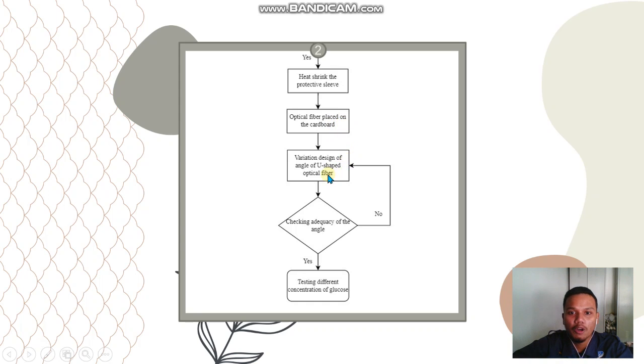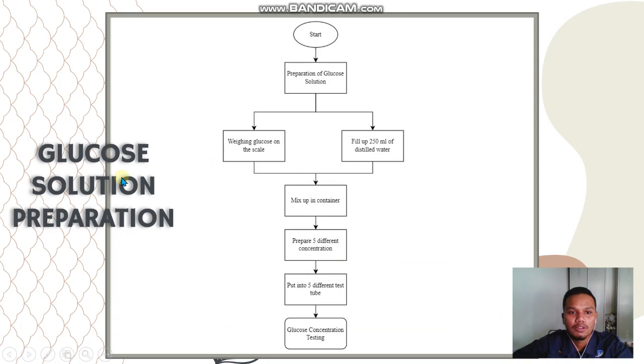Variation design of angle of U-shaped optical fiber will be designed on the cardboard and I will check the adequacy of the angle. If it's adequate enough for the testing of different concentrations of glucose, I will proceed with the next method, which is glucose solution preparation.